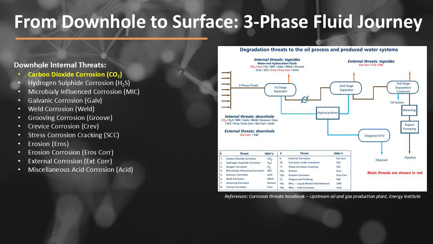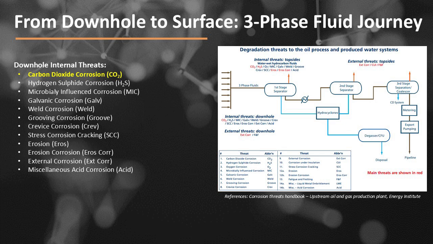Downhole internal threats to be considered. Number 1 is carbon dioxide corrosion or CO2. This occurs when CO2 dissolves in water to form carbonic acid, which aggressively attacks steel. It's common in production environments with high CO2 content and can lead to uniform or localized corrosion.